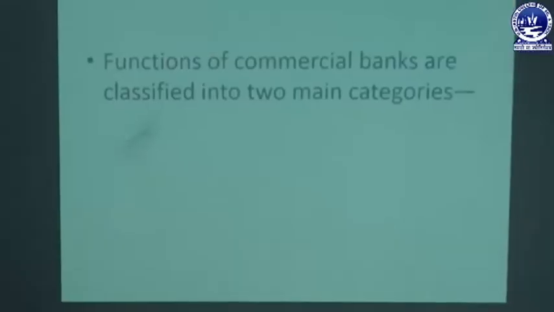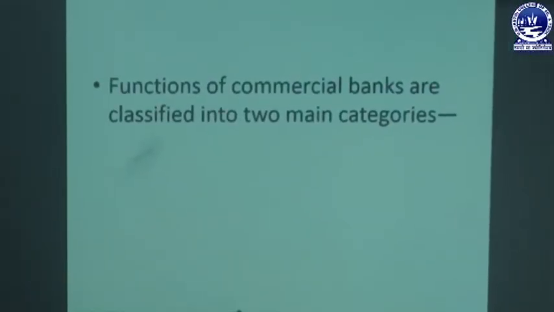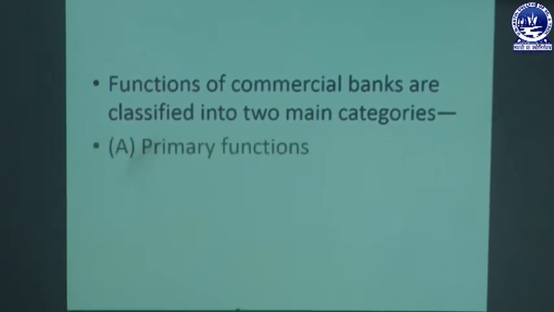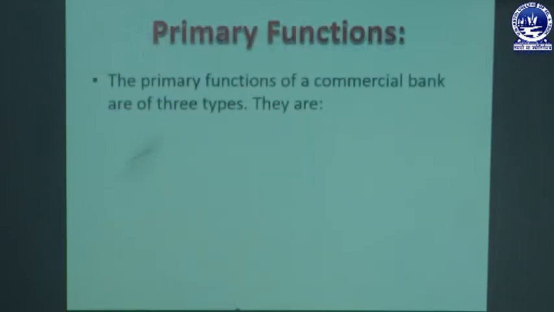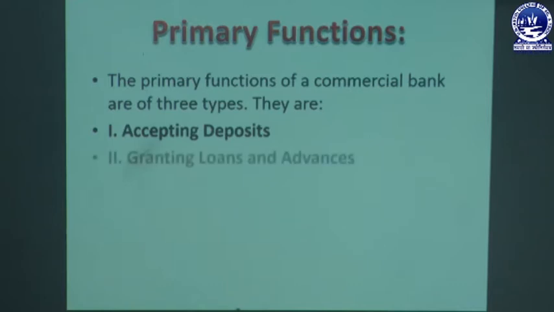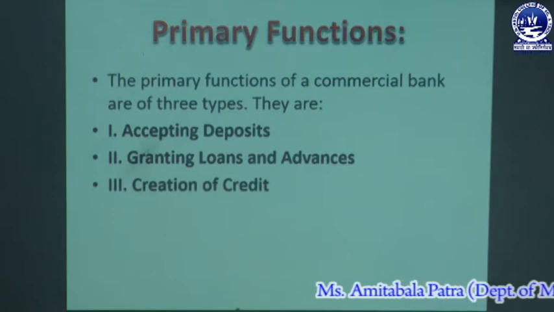Today we are going to discuss what the functions of the commercial bank are and how it operates. So let's start. The functions of commercial banks are classified into two broad categories, the primary functions and the secondary functions. So what are the primary functions? The primary functions of a commercial bank are of three types: accepting deposits, granting loans and advances, and creation of credit.